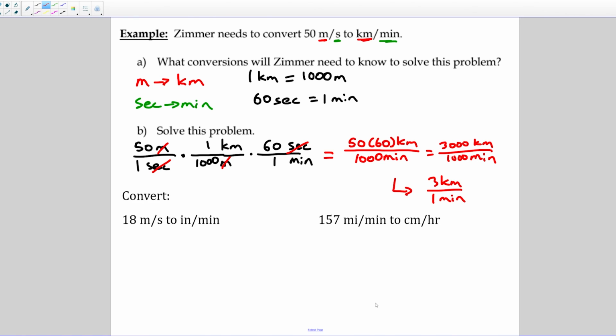Here you can pause the video and try out these last 2 problems on your own. Unpause once you're finished and check your work.